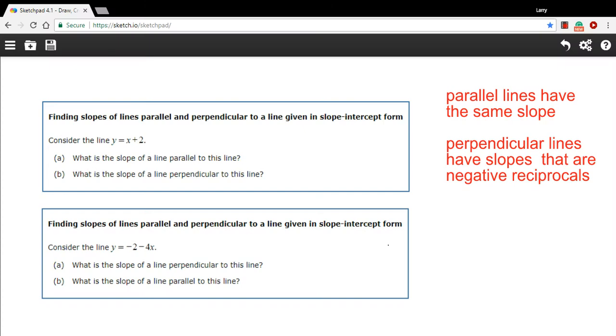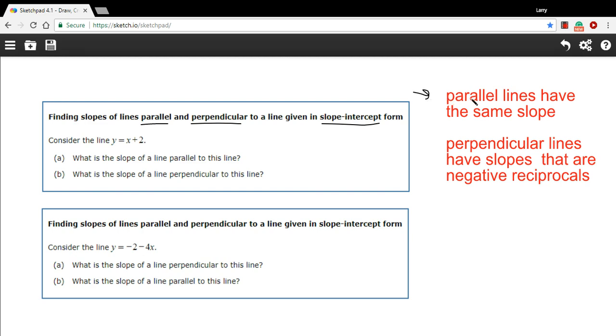In these problems, we need to find the slopes of lines that are parallel or perpendicular to some other line. And luckily, the line is being given to us in slope-intercept form, so we can read the slope off of our original line, and then we can follow these rules.